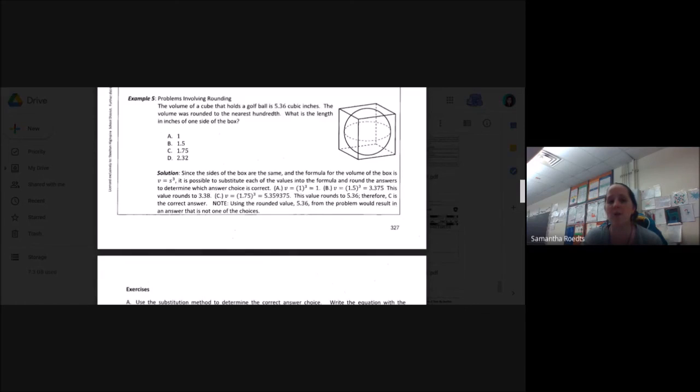So for A, V equals 1 cubed equals 1. B, V equals 1.5 cubed equals 3.375. This value rounds to 3.38. C, V equals 1.75 cubed is 5.359375. This value rounds to 5.36. Therefore, C is the correct answer. Using the rounded value 5.36 from the problem would result in an answer that is not one of the choices. Okay, so make sure you're reading through the entire problem.